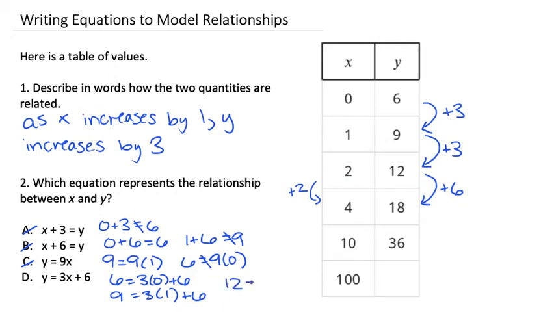12 equals 3 times 2 plus 6. 3 times 2 is 6. 6 plus 6 is 12. You can also check 4 and 18 and 10 and 36. Those are all going to work out so that 3x plus 6 equals y. So D is my correct answer.